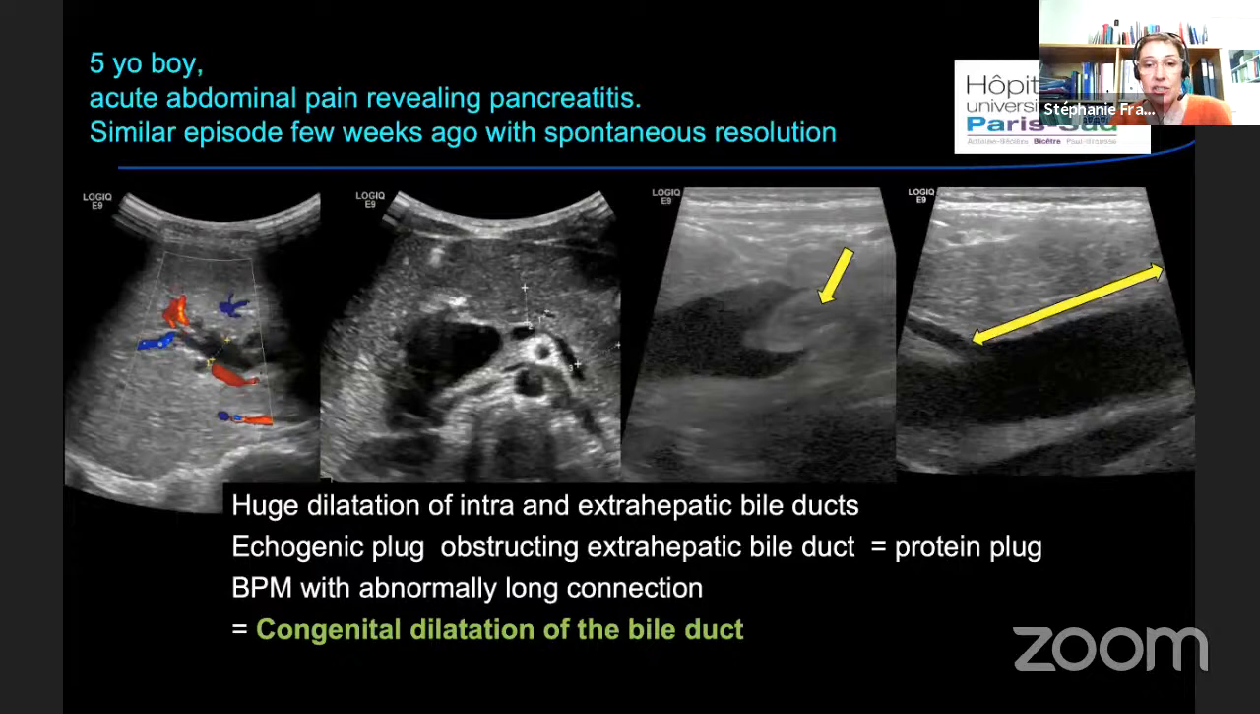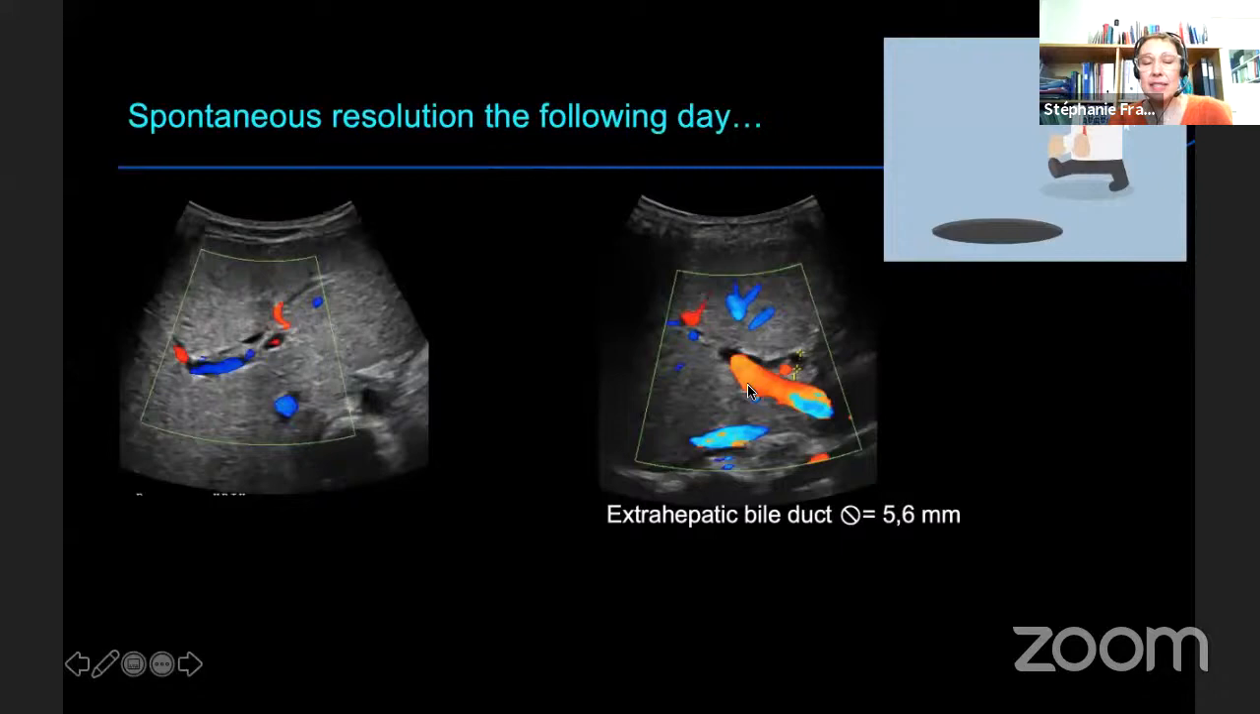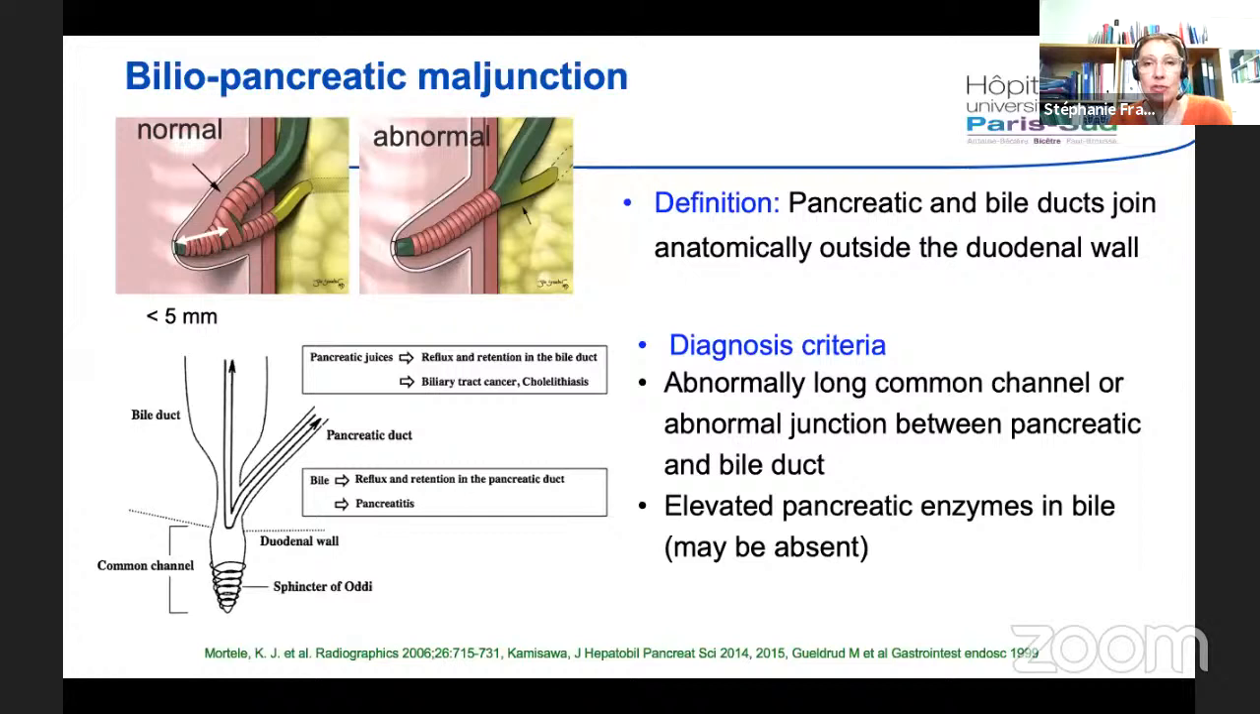When needed, you can confirm it, for example, using an MRCP that shows the same things with very dilated bile duct here. And what is interesting in this case is that though the symptoms resolve spontaneously in the following days, you can see on the US control that the dilatation of the biliary tract is very, very mild and even almost absent. So this is a real trap, because if you see the patient when there is no obstruction, you will not suspect this pathology. So why is it important to take this pathology into account?